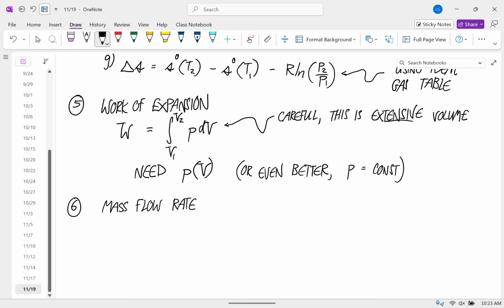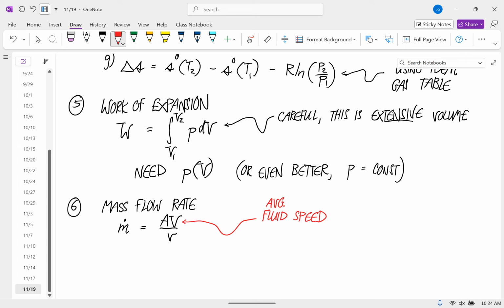We mostly use this for control volume analysis, and it says that at any aperture, so at an inlet or an exit, m dot is equal to the area of the aperture times the speed of the fluid divided by the specific volume. So remember, this capital V is the fluid speed. And it's the average fluid speed, by the way.